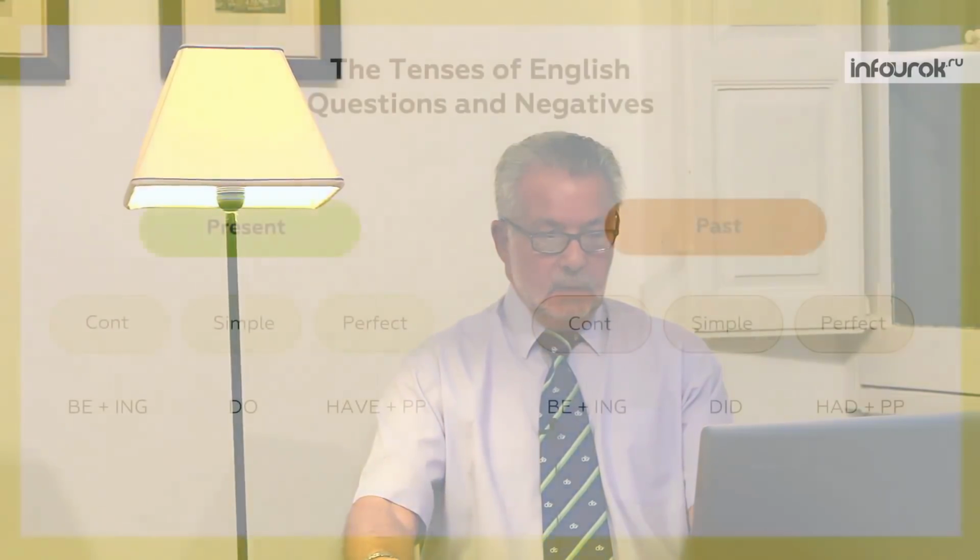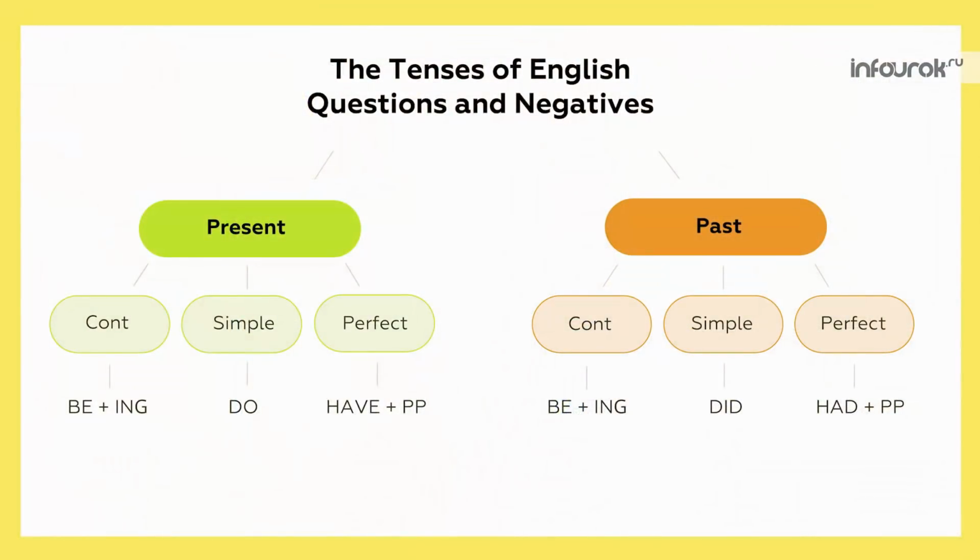So here we can put together all that we have been saying about the tenses of English and the auxiliaries. As we see, we have now one complete model. On the left-hand side, we have the present tenses, the continuous, the simple, and the perfect. And on the right-hand side, we have the past tenses, the continuous, the simple, and the perfect.